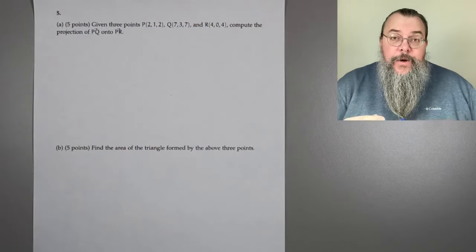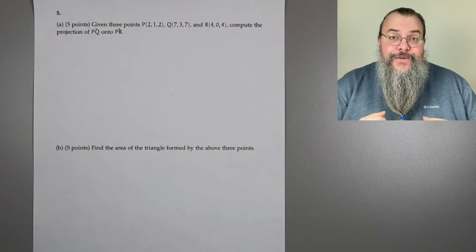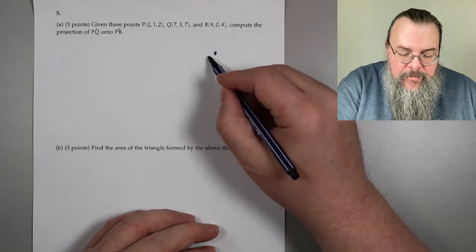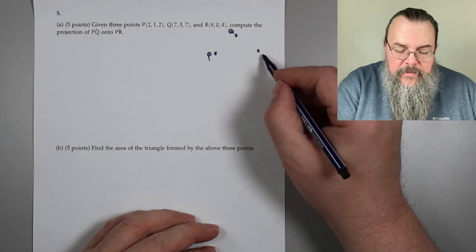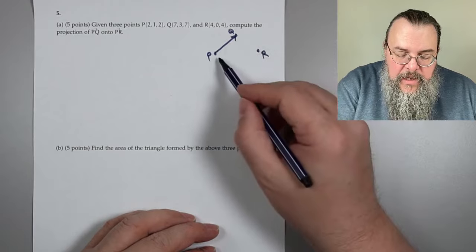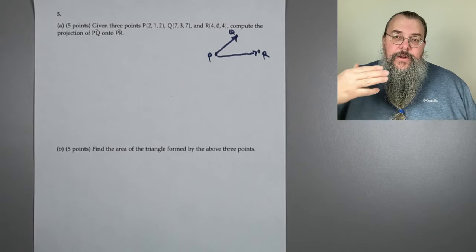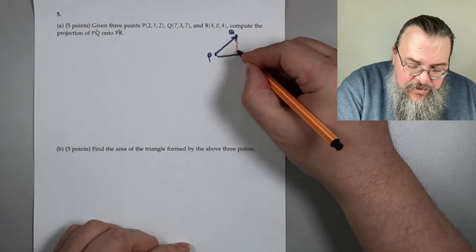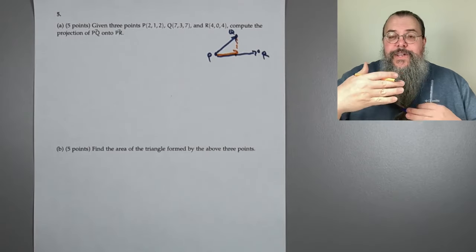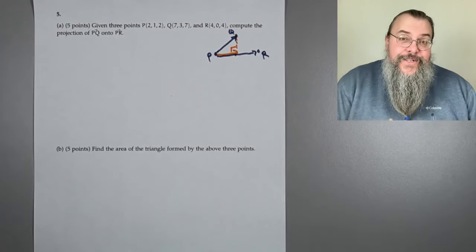Number 5. We're given 3 points, P, Q, and R. And we're asked to compute the projection of PQ onto PR. Okay, projection. So what's the idea here? Let's say this is P, here is Q, here is R. I don't know if that's the right arrangement, but there are 3 points. And so we have our vector P to Q and our vector P to R. And what we're trying to find is the projection of PQ onto PR, which says, imagine if you drop straight down and you were to find this vector. So it's how much of PQ is there that's parallel to PR. I often say it's how much of PQ is there in the direction of PR.